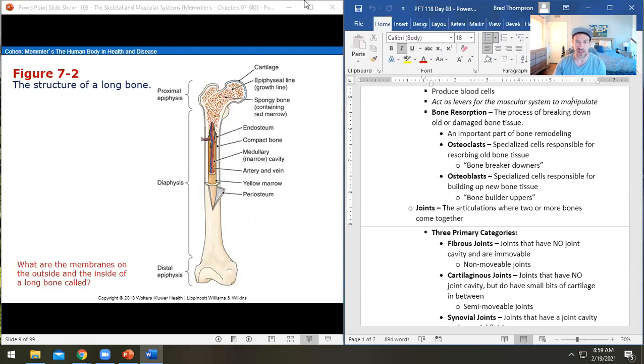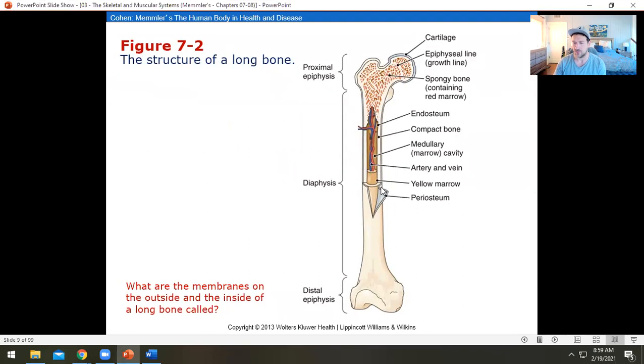And then when you look at it, and you can kind of see it here, they're drawing it very, very simply. You can see it's got this outer layer, this outer wrapping around the outside of all of your bones. That's called your periosteum.